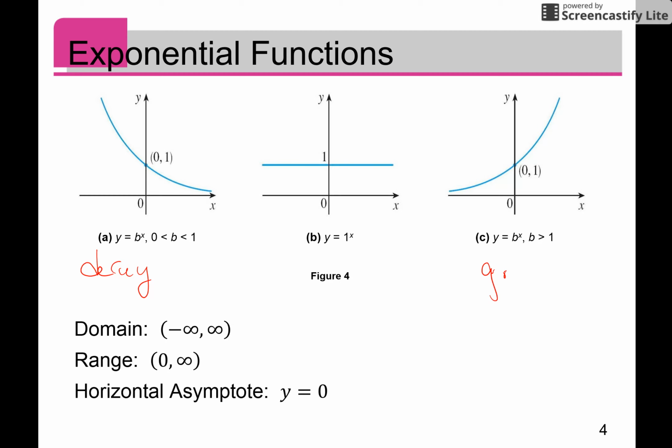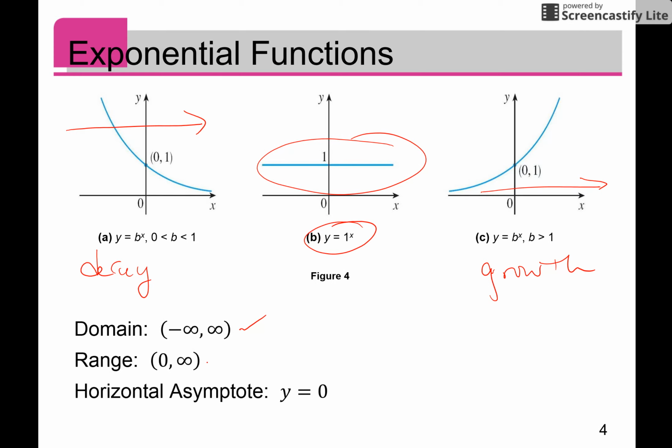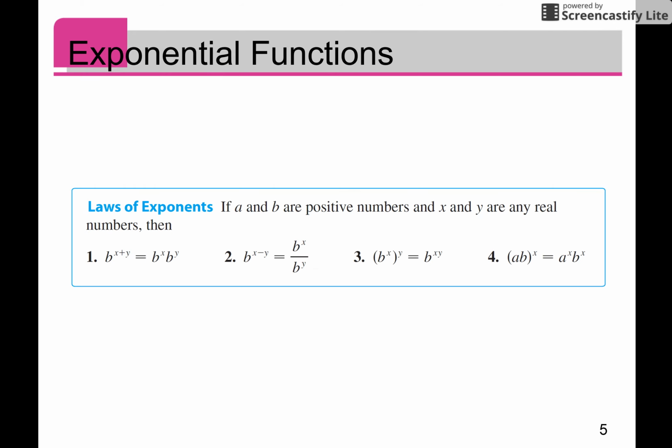Okay, so this is a decay function. This is a growth function, right? Because it's getting bigger as we read from left to right. It's going down as we read from left to right. This is a horizontal line. So this is why we don't allow the b to be a 1, right? That's just the graph of y equals 1. Domain is all real numbers, range 0 to infinity, not including the 0. It has a horizontal asymptote at y equals 0 because we see we get closer to y equals 0, the x-axis, as we move out on our growth or decay function.